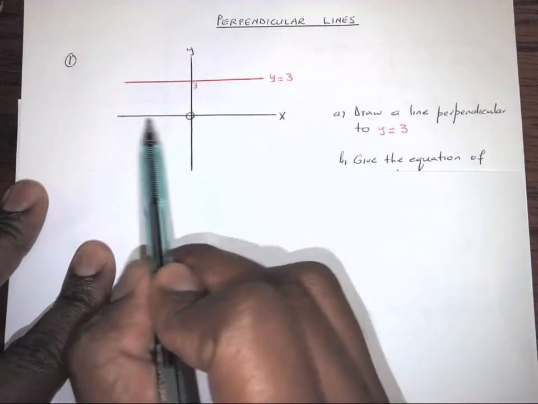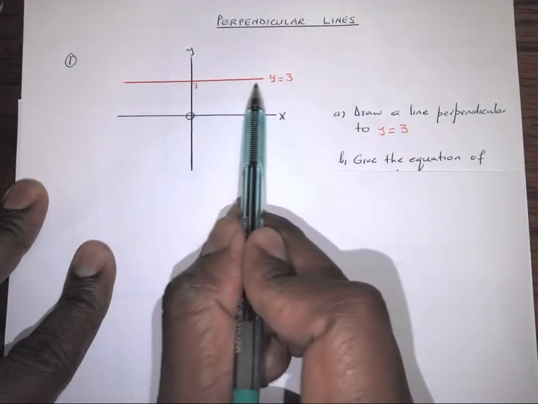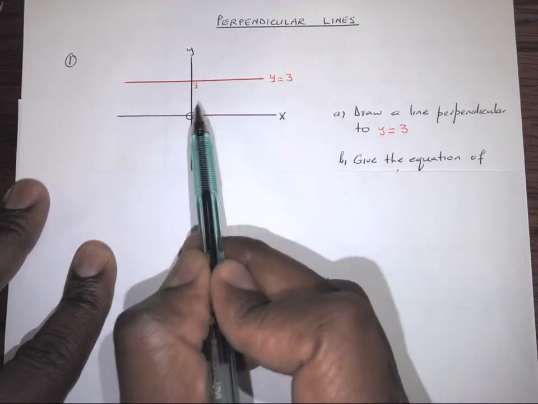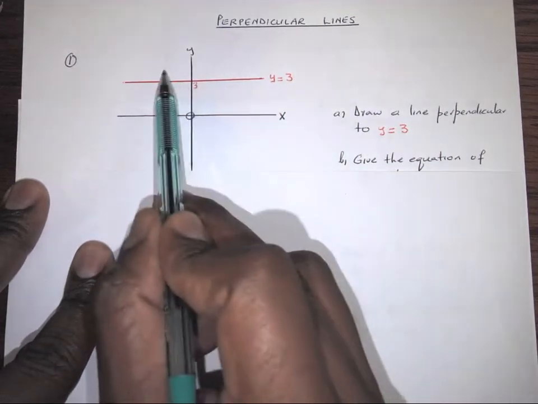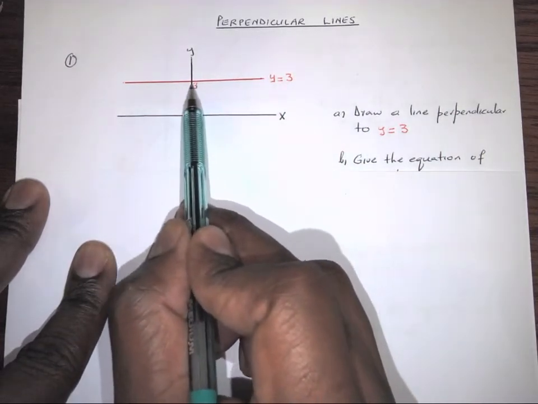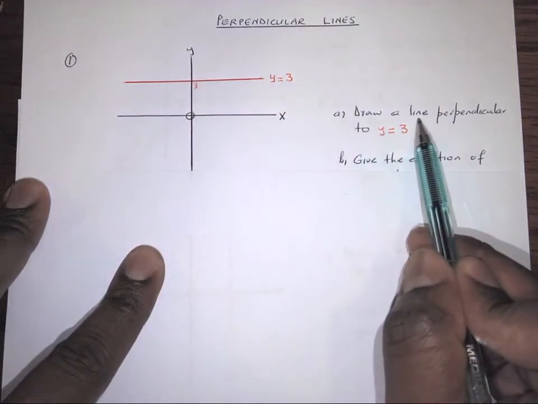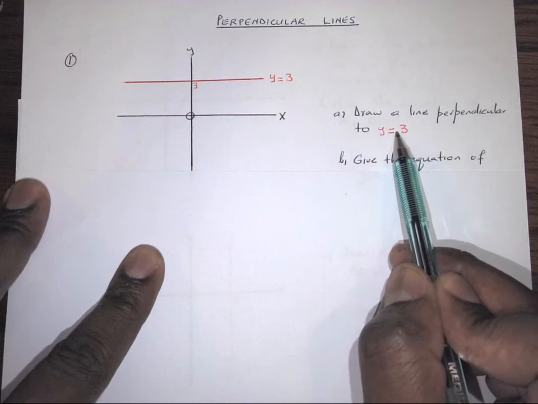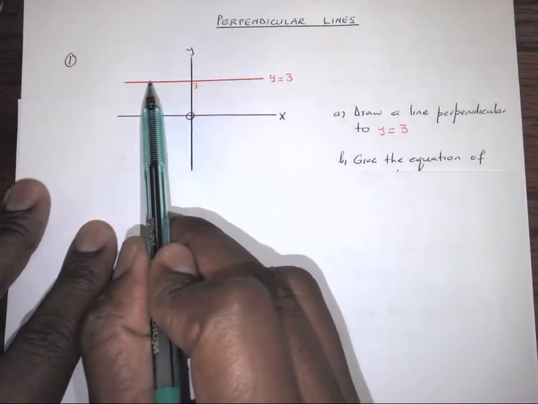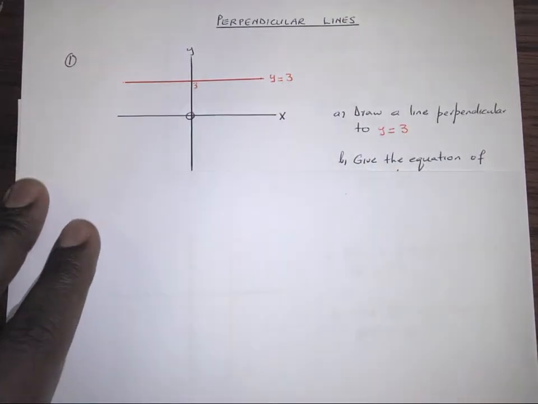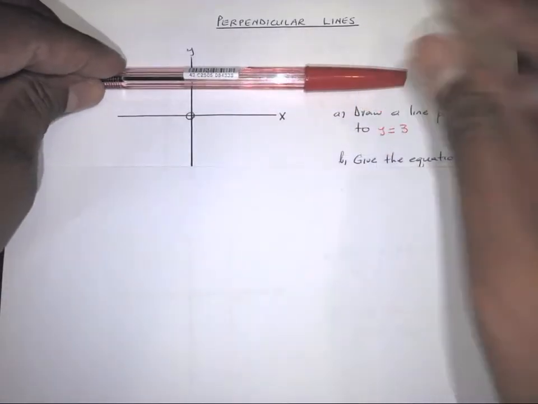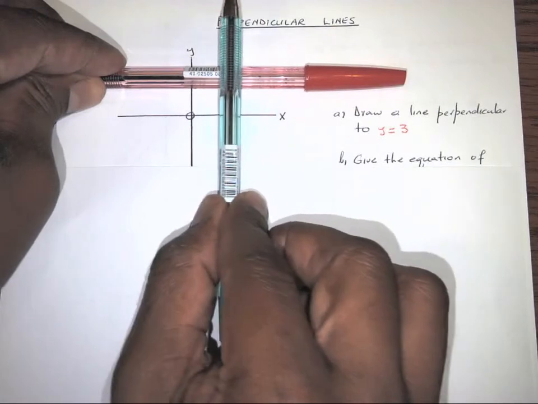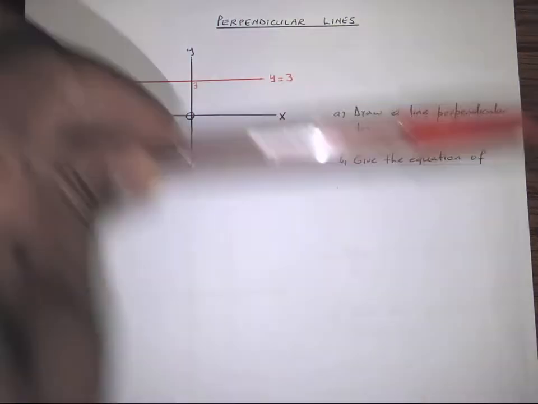So we've got a Cartesian plane and there's a line that is drawn. The line that's drawn is y equals 3, cutting the y-axis at y equals 3. Now we've got to draw a line that is perpendicular to this line of ours, y equals 3. The red line goes like this. For the line to be perpendicular, it means that they meet somewhere like that. So that is what you have to do.